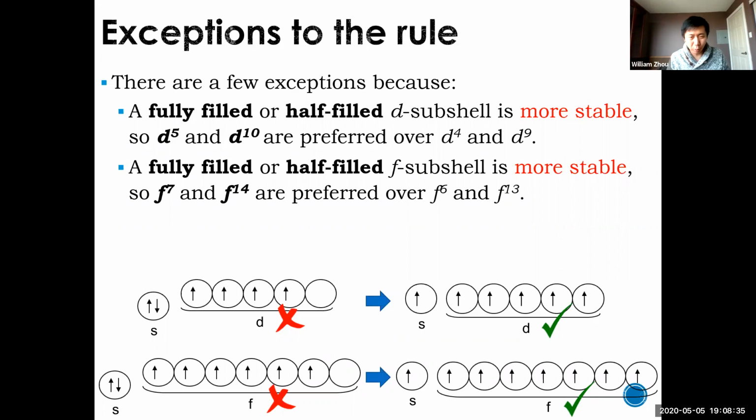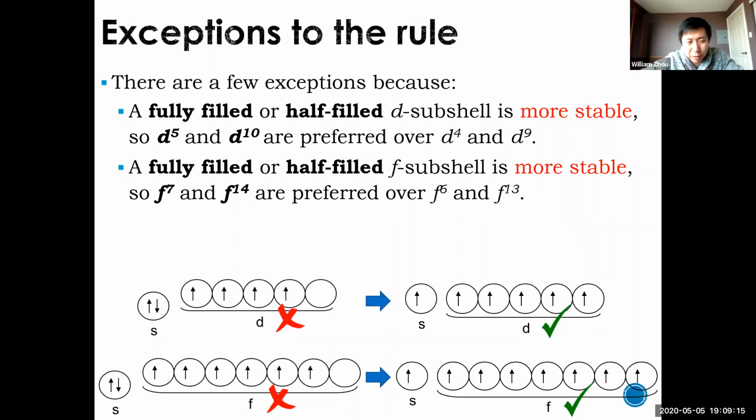Same thing for F. A fully filled or a half-filled F subshell is actually very stable. F7 and F14 are good. F6, F13, not stable, bad. If you see F6 and F13, what you do is you rip an electron from the S orbital, you give it to the F so that the F will complete its set. You don't do this because you want to make it look good. It's because it's more stable that way. You require less energy to keep it like that than to keep it in the original state. So nature always finds the lowest energy and then it does whatever that is.